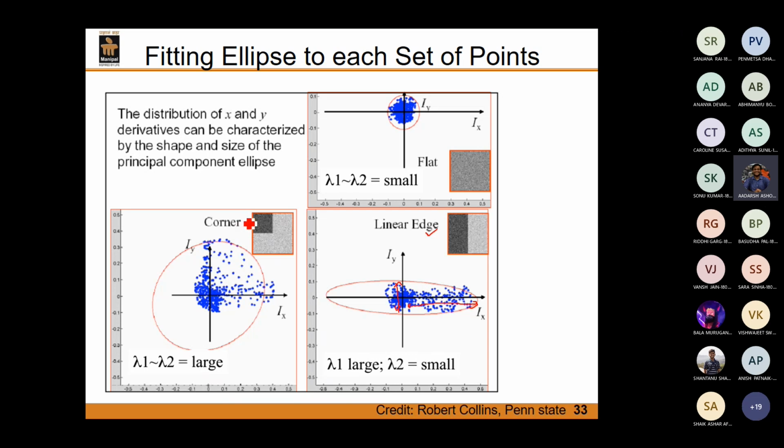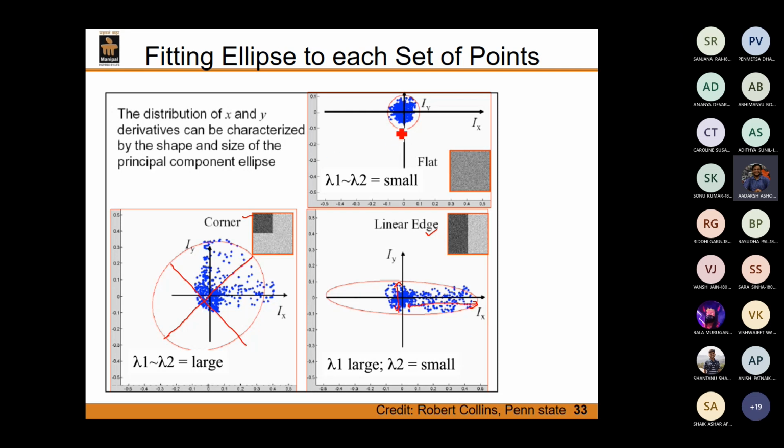Again, if I'm considering a corner image, when I'm trying to fit an ellipse, since it has large non-zero values along ix as well as iy, you need a much larger ellipse to fit these. So what that means is that the values of the major and the minor axis for this ellipse are going to be large. Both the major and minor axis are going to have a large value.